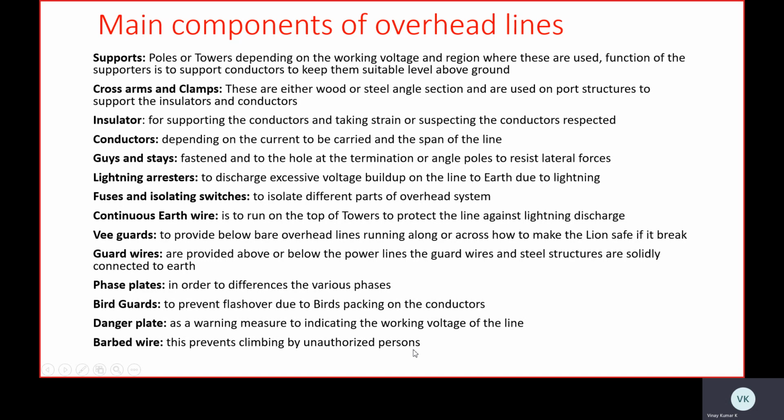This prevents climbing by unauthorized persons. In order to avoid climbing by unauthorized persons, that is people without technical knowledge, because a short circuit or something hazardous may happen to them, we use barbed wires. So these are the very important main components that we can observe in our overhead line, whether transmission or distribution lines.